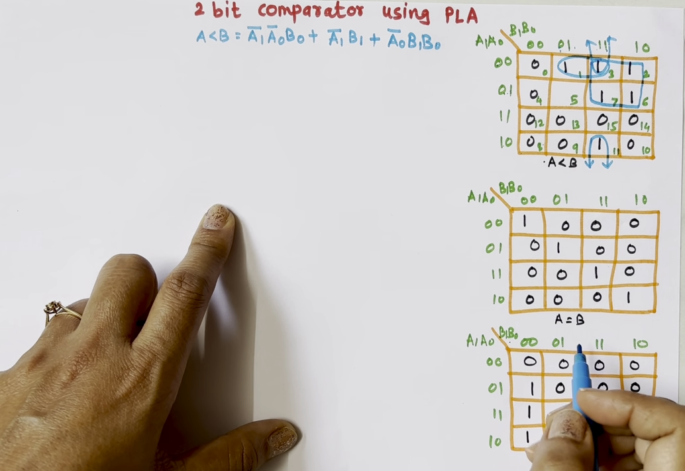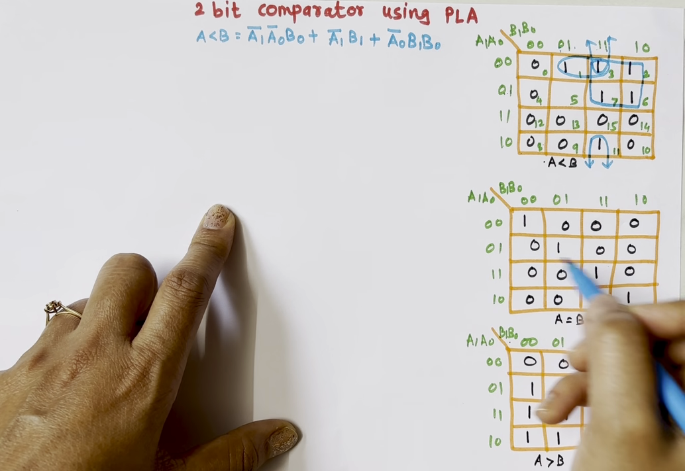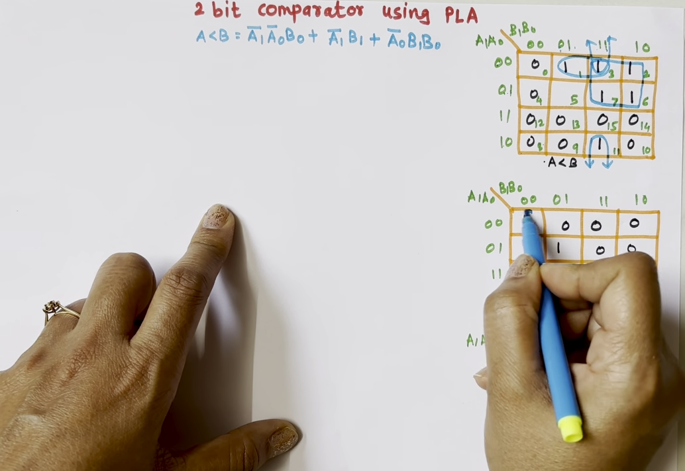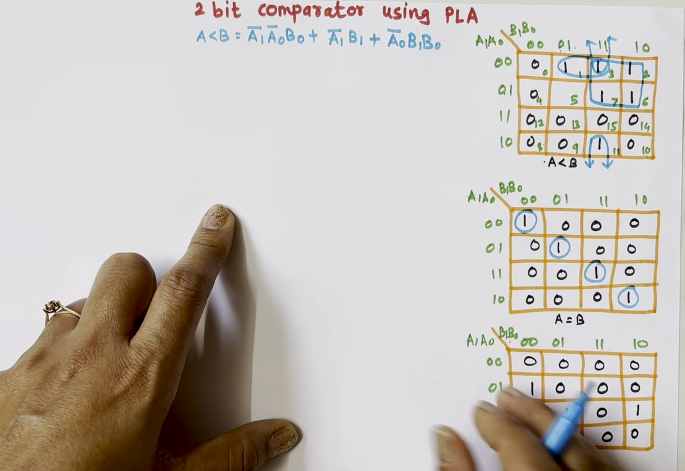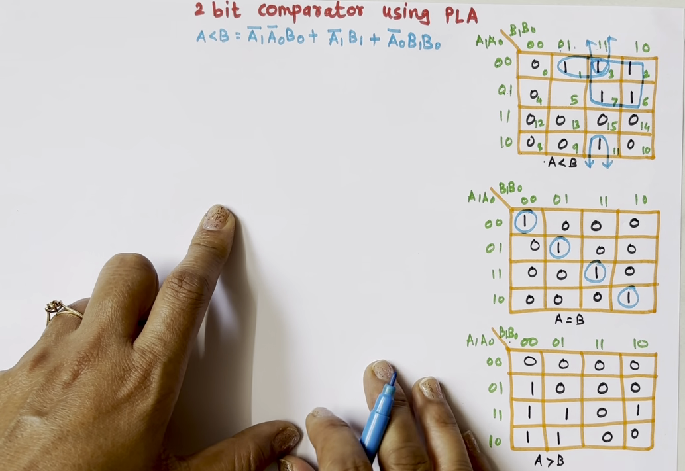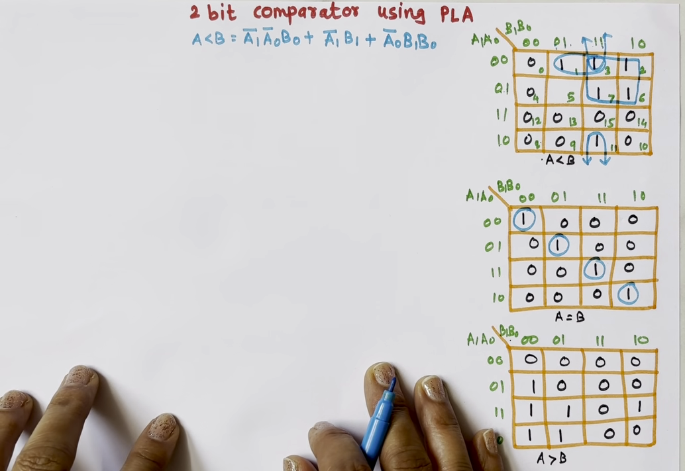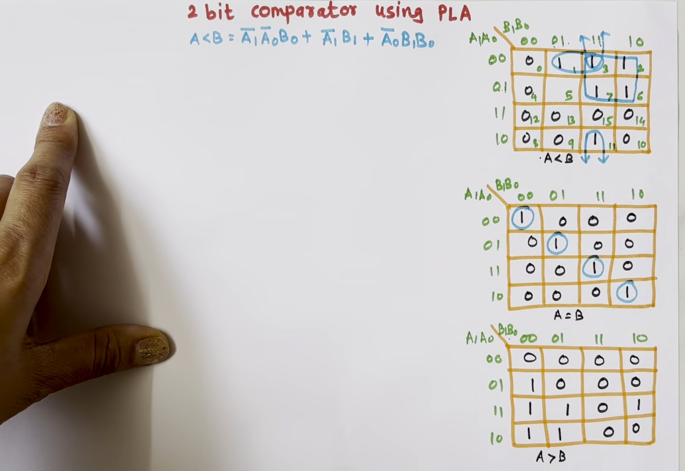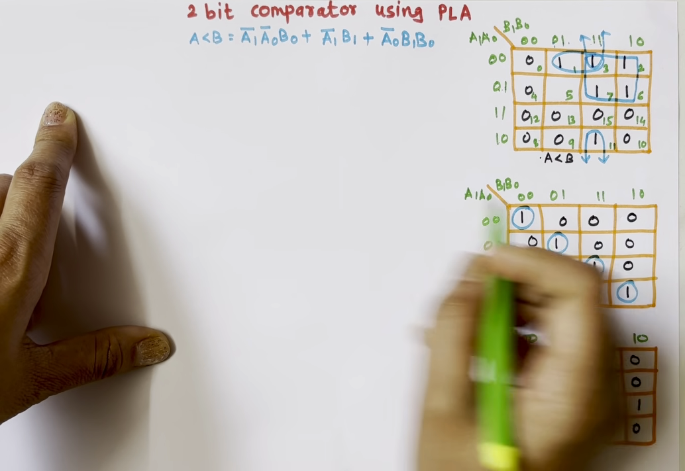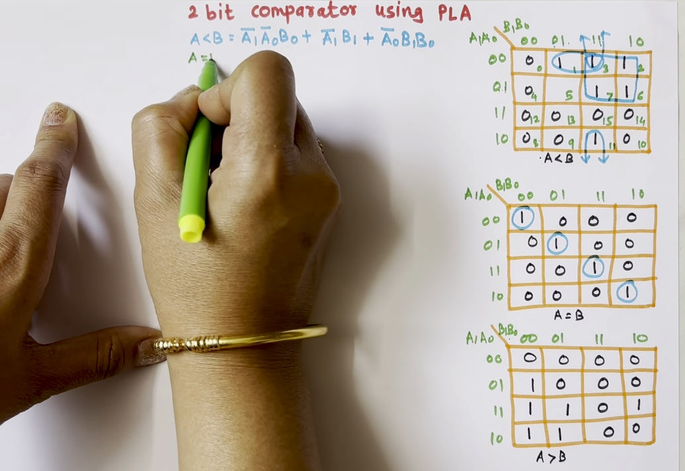For A equals to B, here I don't have any adjacent or overlapping one. If you reduce it, you will get equation in terms of XOR gate, but I'll write it in terms of AND and OR gates because I'm going to implement using PLA and PAL. So for first one, this is for A equals to B.